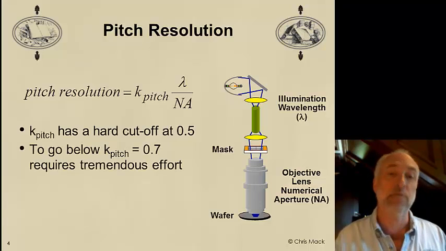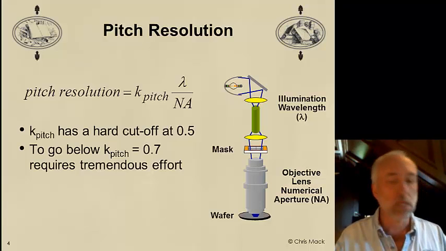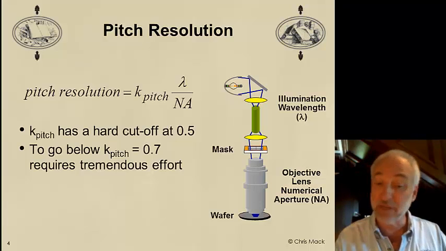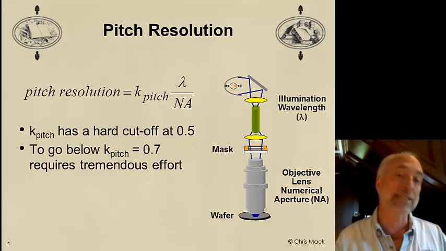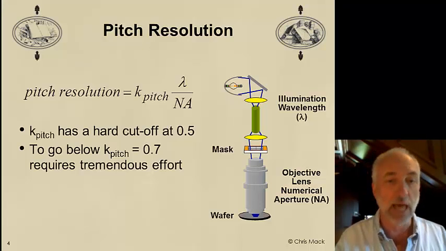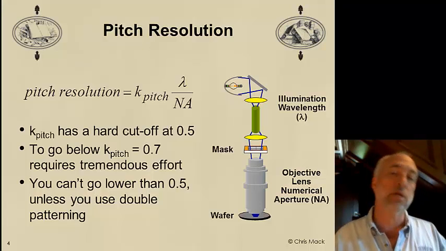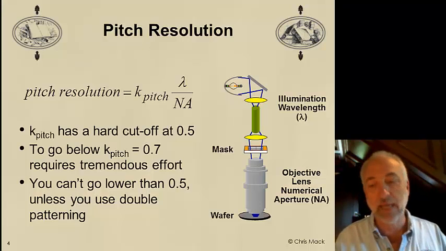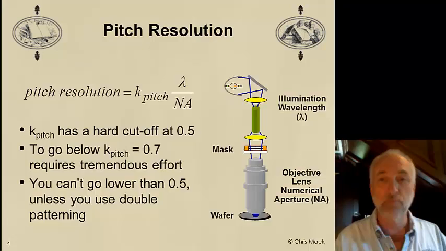But to get to that limit is quite hard. In fact, going down to K-pitch of about 0.7, we can do that with kind of conventional means. But going beyond 0.7 requires extensive resolution enhancement technologies, which is what we're going to talk about in this lecture and the next. This hard cutoff of 0.5, though, is something you can't push beyond unless you use something called double patterning, and we're going to talk about that in a subsequent lecture. We're going to ignore that possibility for now, though.